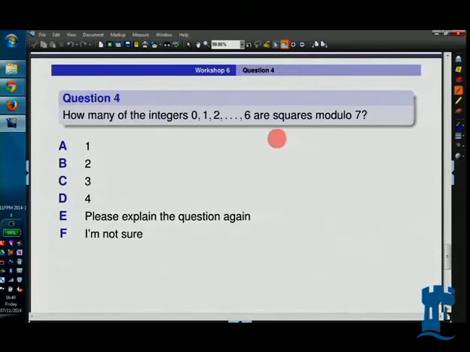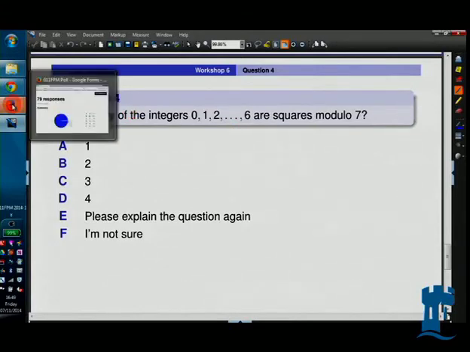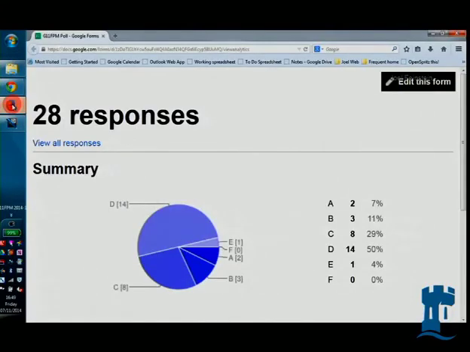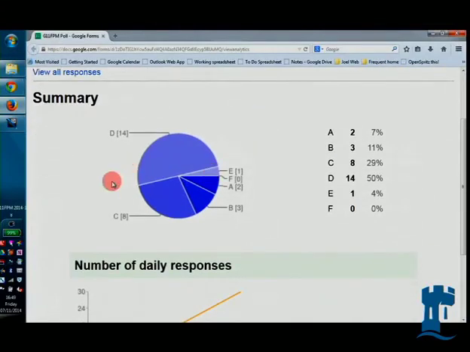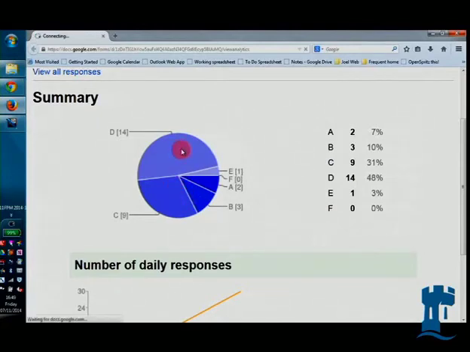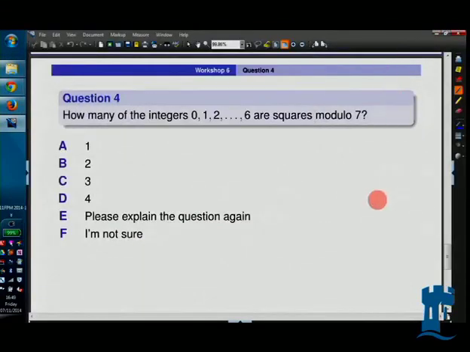So, anyone who hasn't voted and who thinks that they've got an idea should vote now. And let's see what you've gone for. 28 responses with some disagreements, with a big minority going to C, but still the most popular answer is D, which is that 4 of them are, which is the correct answer.